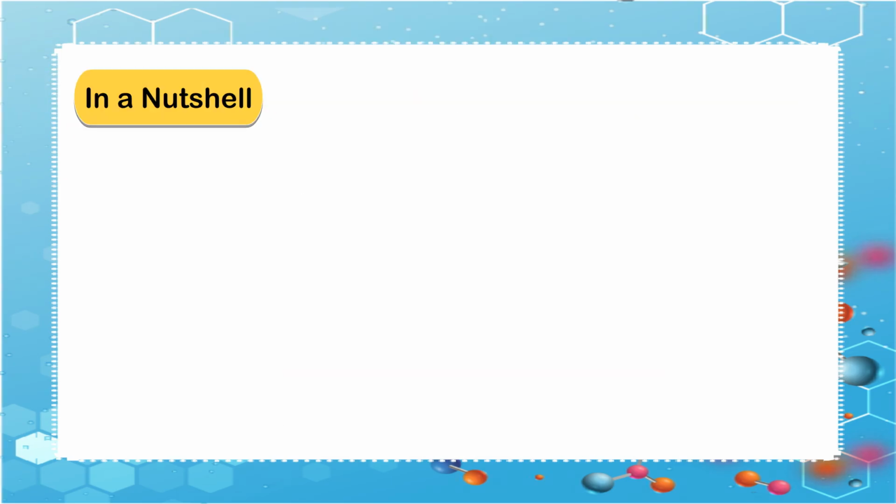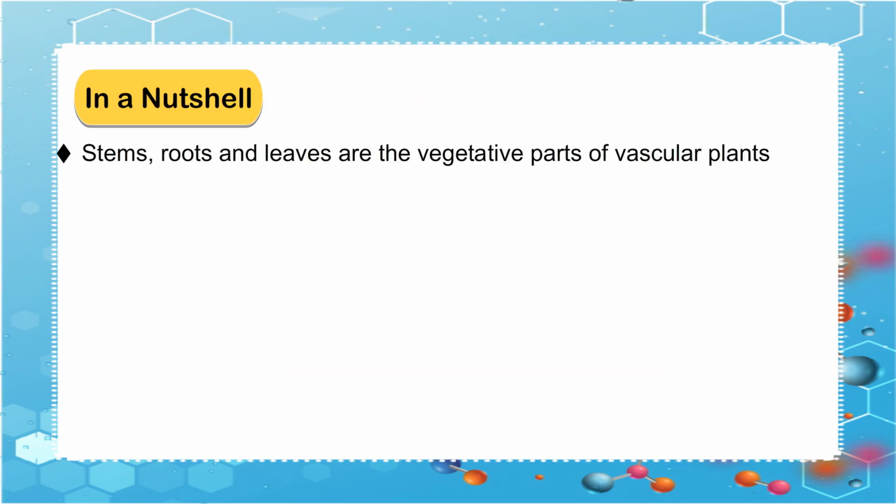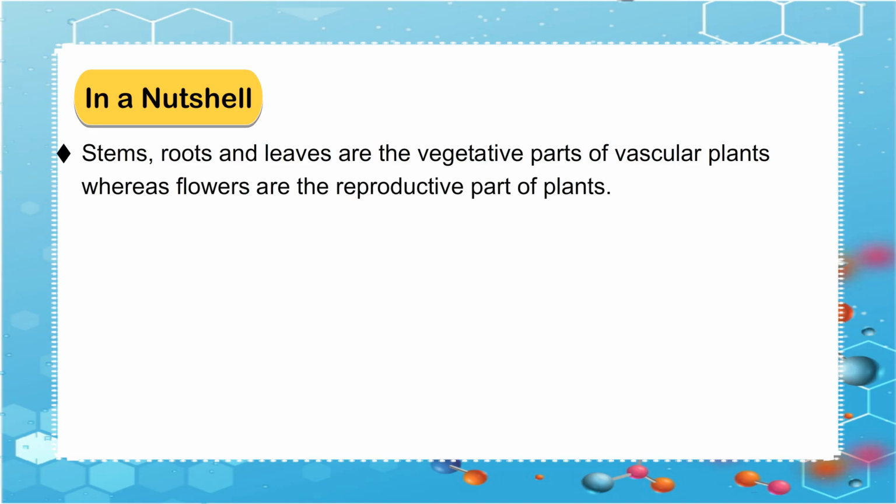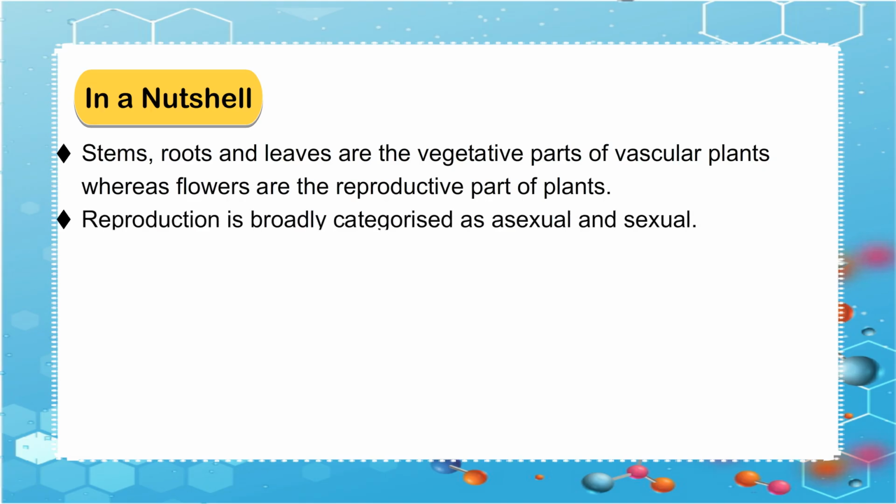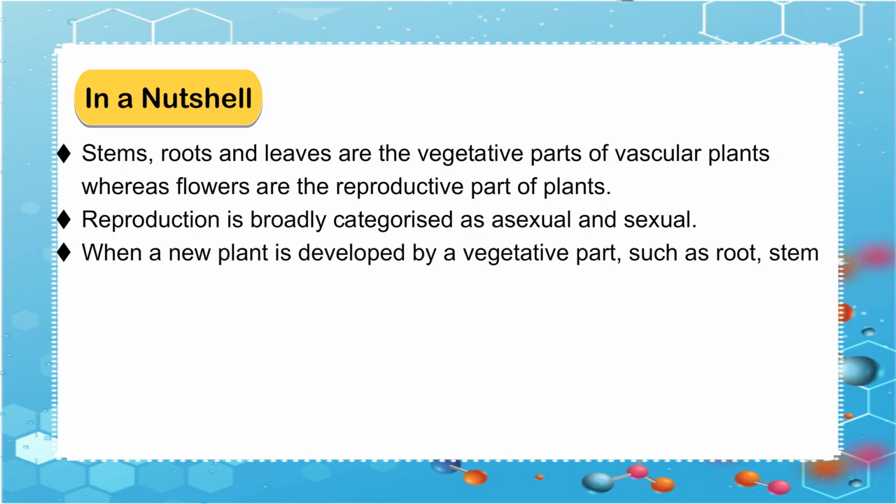In a nutshell, stems, roots and leaves are the vegetative parts of vascular plants, whereas flowers are the reproductive part of plants. Reproduction is broadly categorized as asexual and sexual. When a new plant is developed by a vegetative part, such as root, stem or leaf, it is known as vegetative propagation.